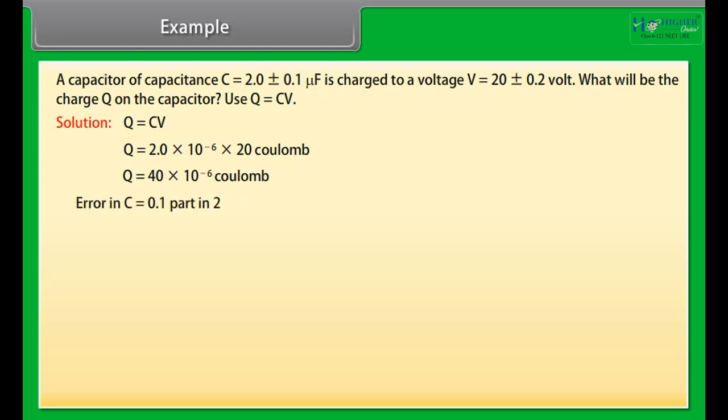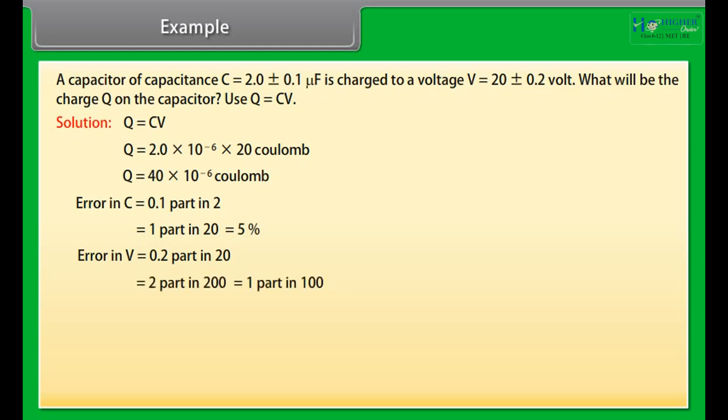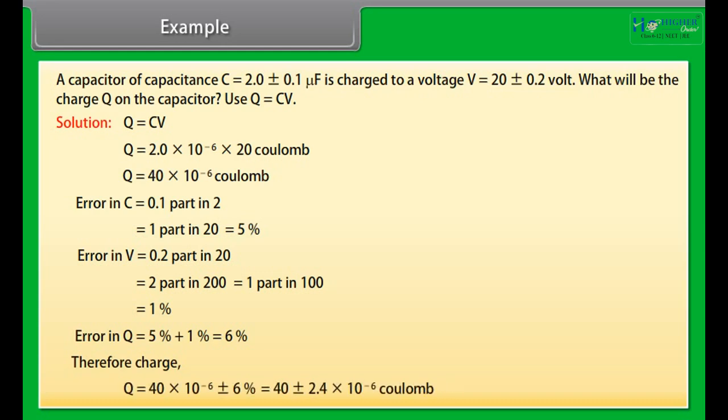Error in C is equal to 0.1 part in 2, which is equal to 5%. Error in V is equal to 0.2 part in 20, which is equal to 1%. Error in Q is equal to 5% plus 1%, which is equal to 6%. Therefore, charge Q is equal to 40 plus minus 2.4 into 10 to the power minus 6 coulomb.